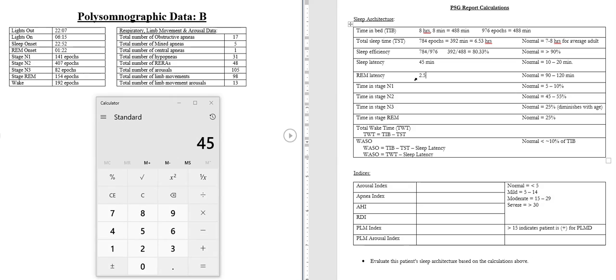2.5 hours. If we wanted that in minutes, you're just going to go 2 times 60 plus the additional half, which is 30, so 150 minutes.